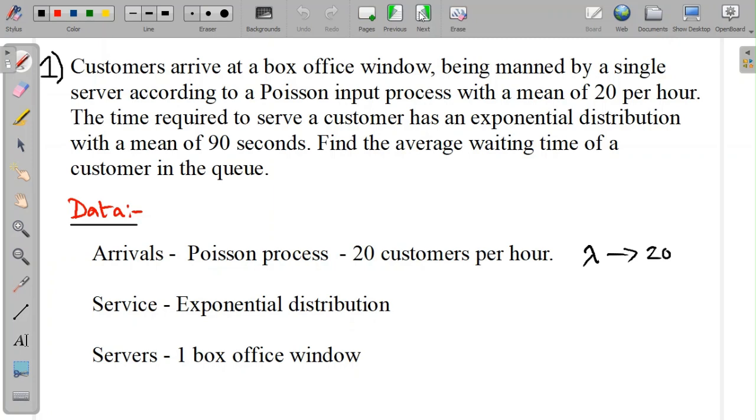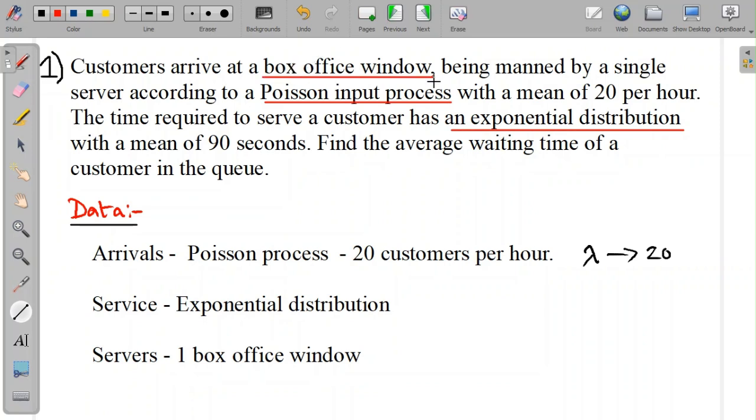and let's try and solve this using the formulas we learned. From the question, it is obvious that the arrivals happen following the Poisson process at the rate of 20 customers per hour, so lambda is 20. The service also follows exponential distribution. You can identify that from these two parts of the question. The arrival is a Poisson input process. The service follows an exponential distribution. And there is only one server because the question mentions that there is one box office window.